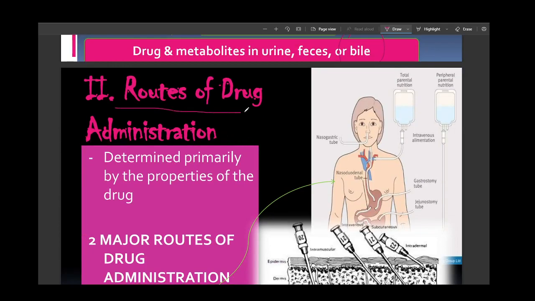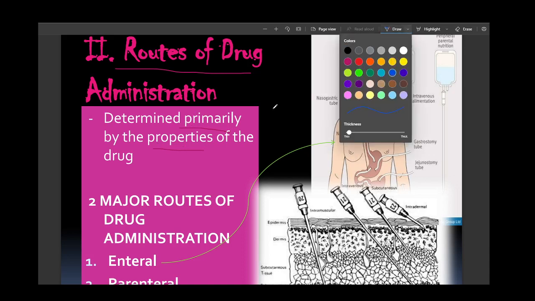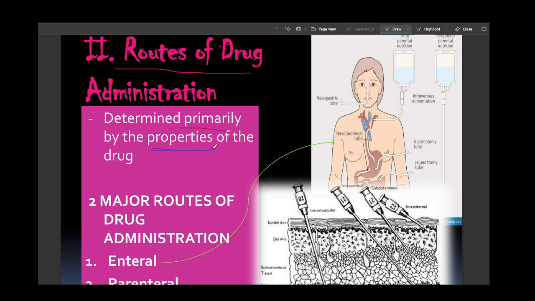What are the routes of drug administration? They are determined primarily by the properties of the drugs. We mean that a drug can be weakly acidic or weakly basic, and it can be absorbed in an acidic medium or a basic medium. These are what is meant by the properties of the drug. Some cannot withstand the harsh environment of the gut.